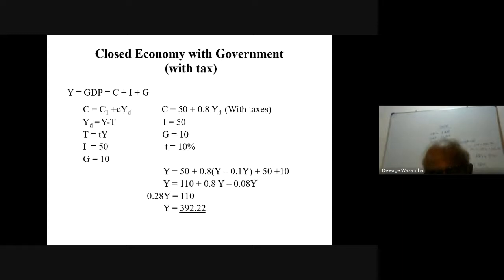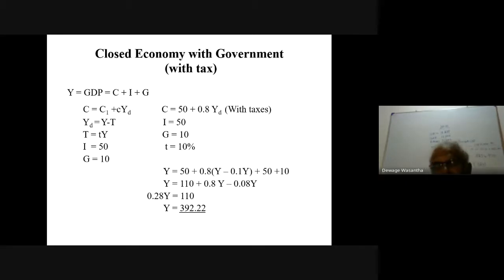I equals 50, G equals 10. I have given all the numbers in the left-hand corner: T equals tY, t is 10%, G 10, I 50. The idea is to calculate Y or GDP. How do you calculate? Go to the equation: C plus I plus G. I is 50, G is 10. Now C. C is what? 50 plus 0.8YD. YD is what? Y minus T, 0.1Y.